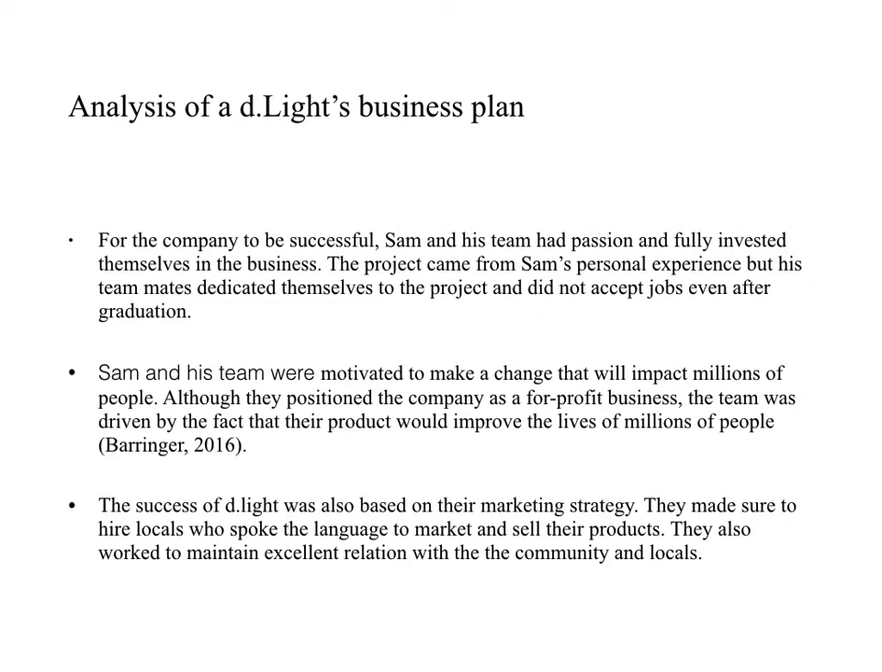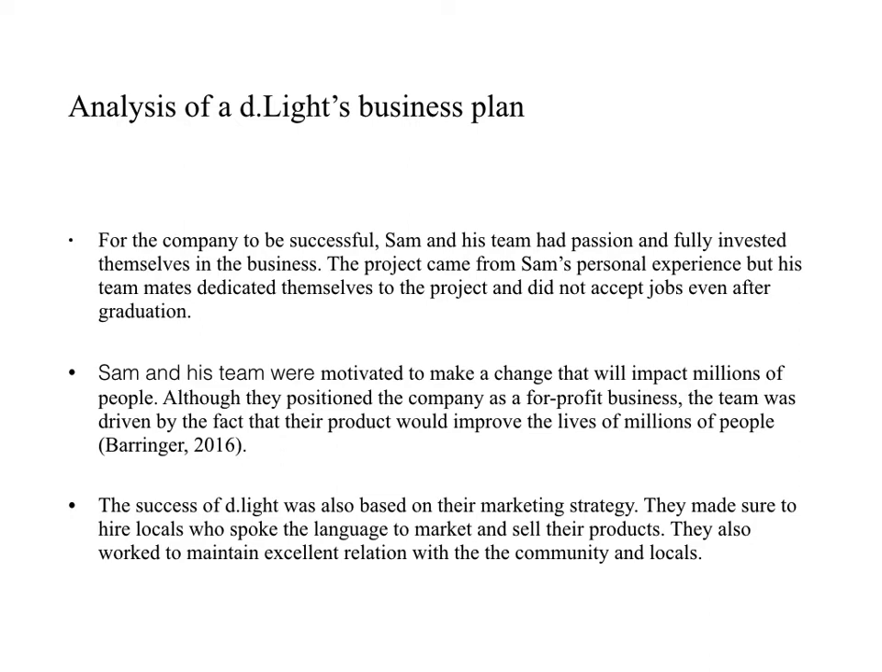There were numerous reasons that helped the company to be successful. First, Sam and his team were fully passionate and fully invested in the project. Sam had personal experience living in remote countries in Africa, and a few of his teammates also had personal experiences that helped power the project. It gave them the passion that they needed to succeed.